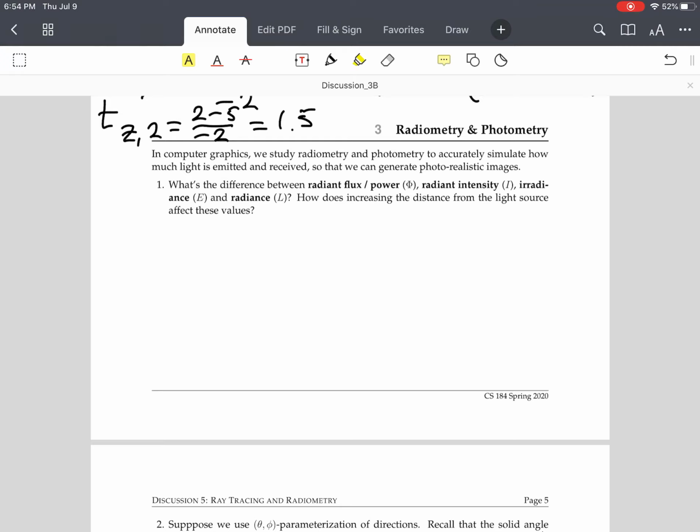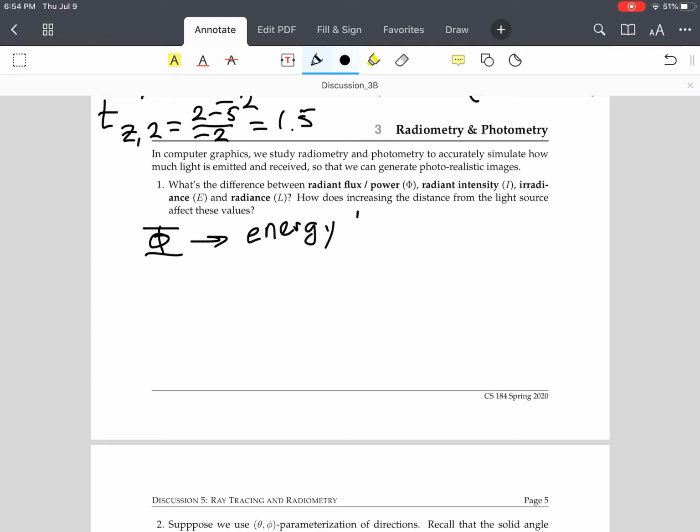If you want a detailed explanation for all these, look at the lecture. The lecture slides will have it. I'm sure it was discussed in lecture, and that's the best way to learn these. I'm just going to go over it really briefly here, but look at the lecture for more details. So radiant flux or power, phi, is the energy emitted, reflected, transmitted, or received per unit time, okay? So I'm just going to go ahead and say energy per time.